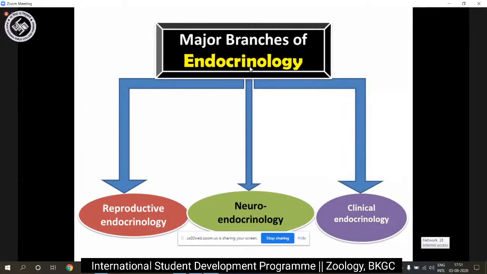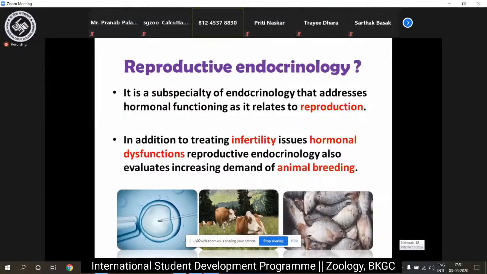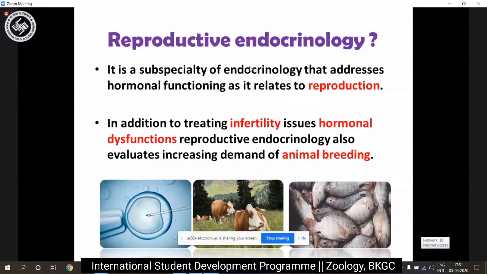Coming one by one, what is the importance of reproductive endocrinology? This is basically a specialized type of endocrinological orientation where we deal with hormonal functioning with respect to reproduction. So mainly the hypothalamo-hypophyseal gonadal axis. In case of male, it would be the hypothalamo-hypophyseal testicular axis. For female, it will be the hypothalamo-hypophyseal ovarian axis.